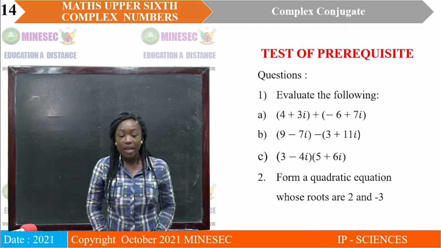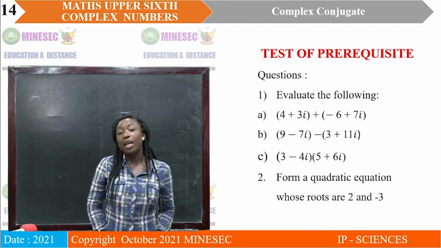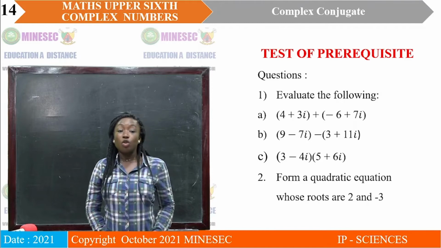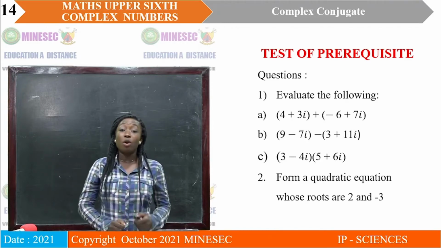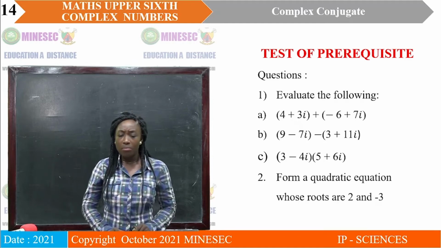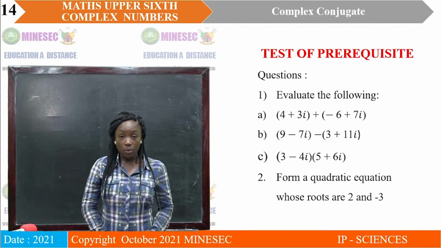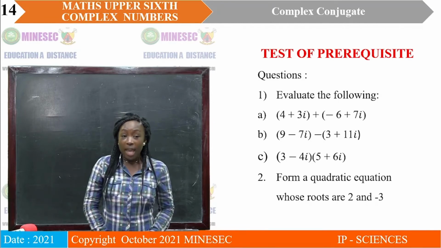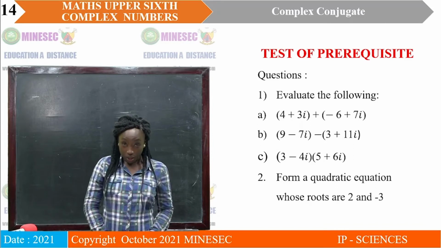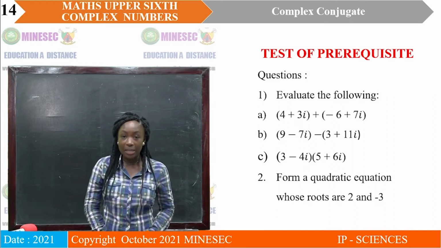B: 9 minus 7i minus 3 plus 11i. And C, we are multiplying two complex numbers. So we are just simply repeating what we have done in a previous lesson. What will seem different from what we have not seen recently will be the second question, which says, form a quadratic equation whose roots are 2 and negative 3.